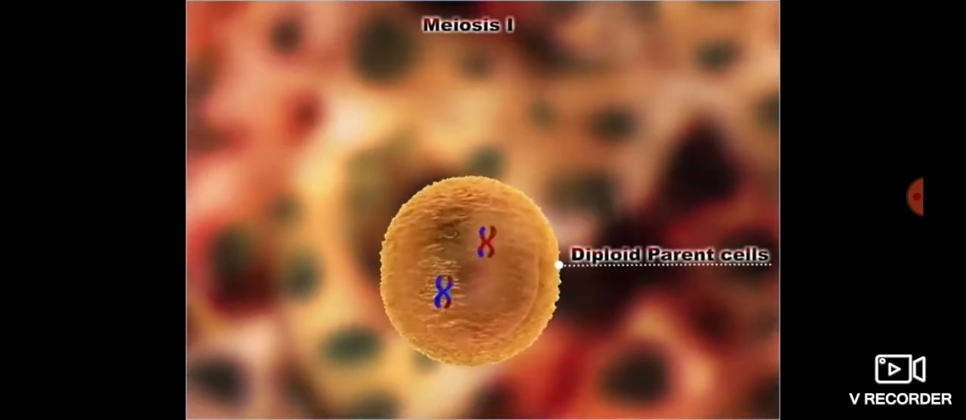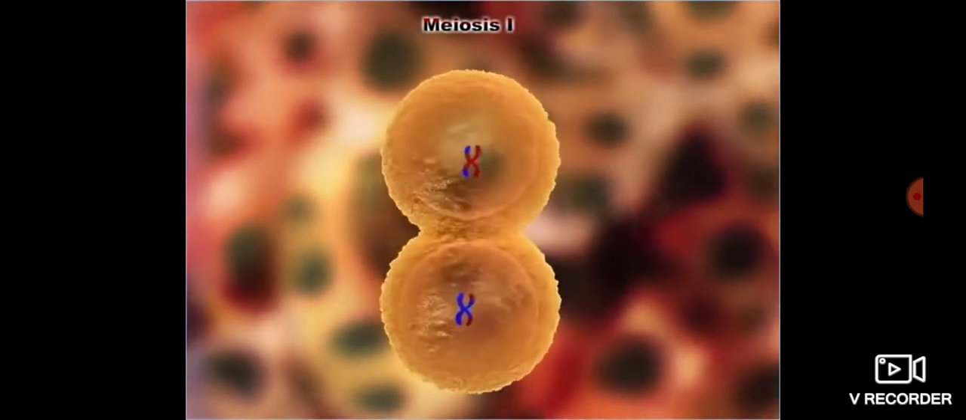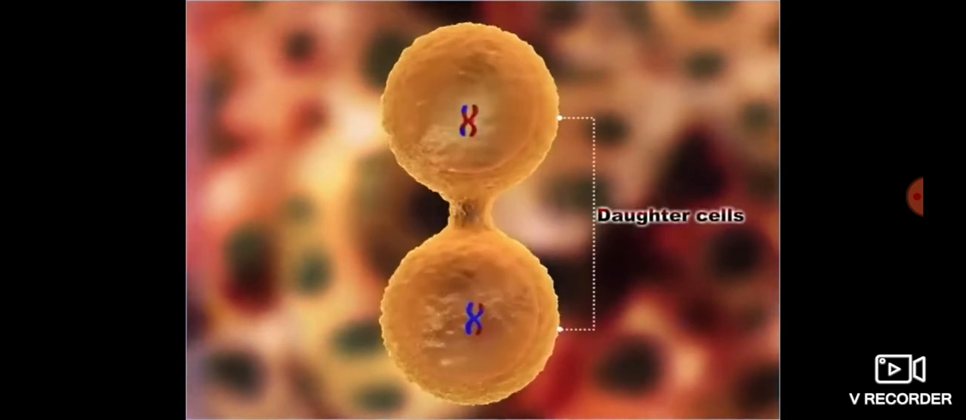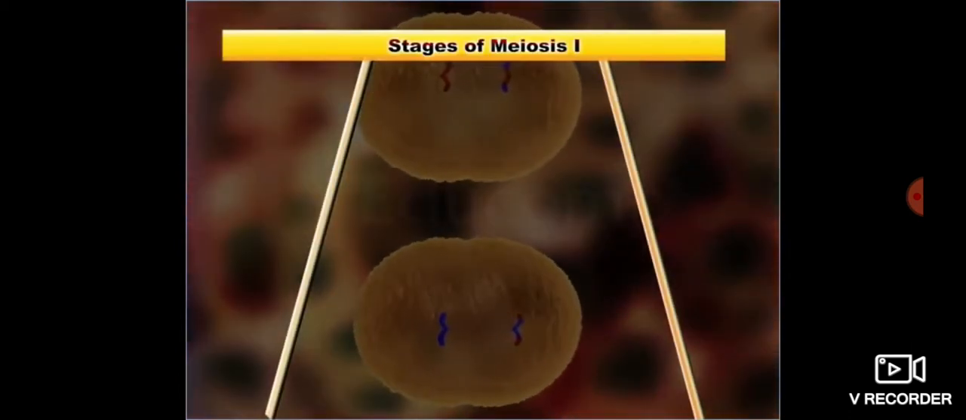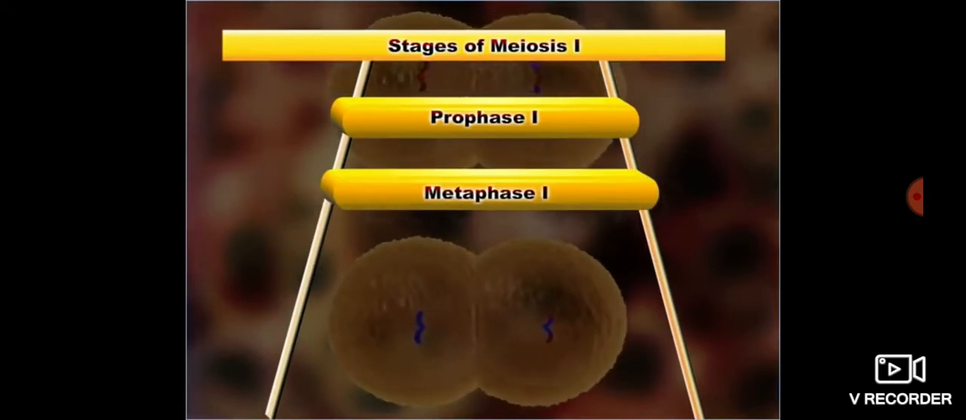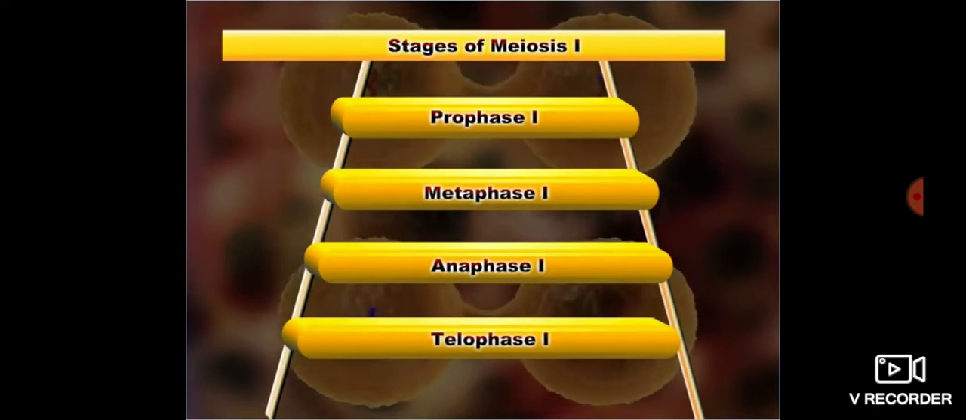Meiosis 1 is the reductional division in which the chromosome number gets halved and distributed between two daughter cells. Meiosis 1 includes four stages: prophase 1, metaphase 1, anaphase 1, and telophase 1.